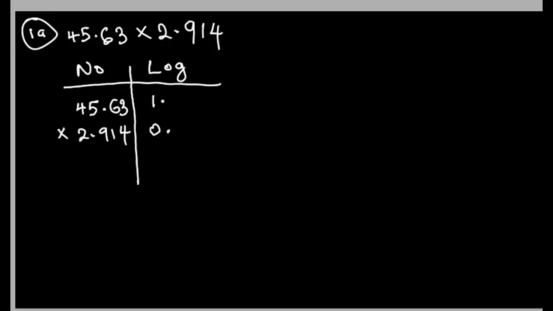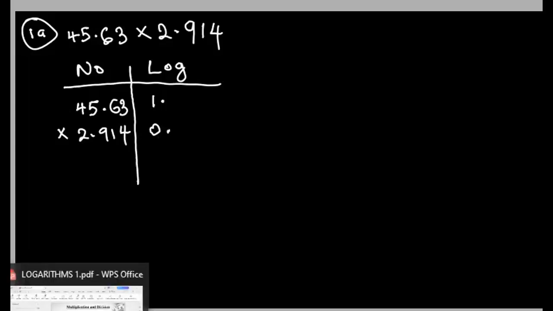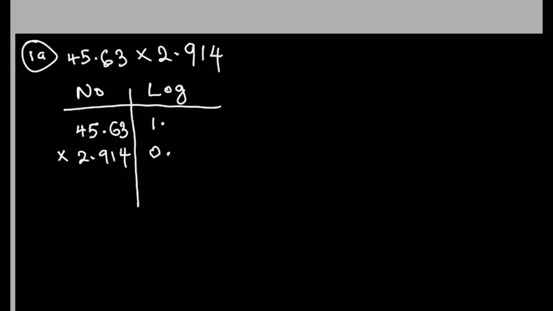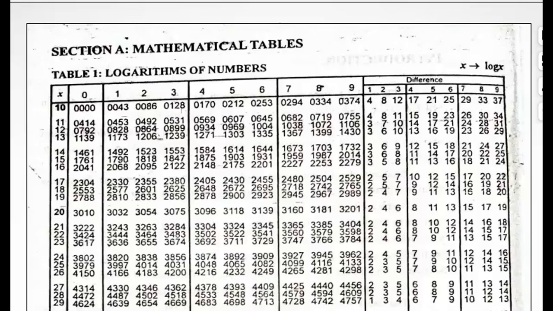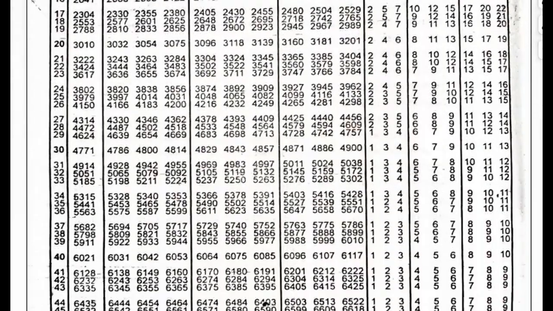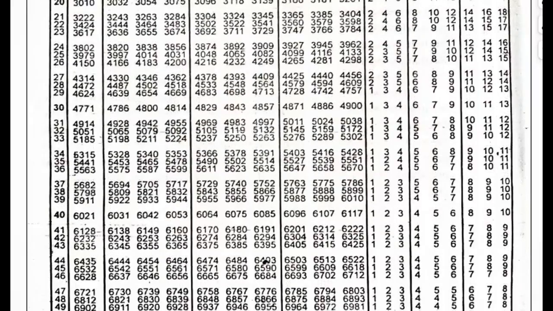Now the next thing to do is to check the logarithm value. So let's look for 45 under 6 difference 3. Under the logarithm of numbers, look for 45, which we have here.